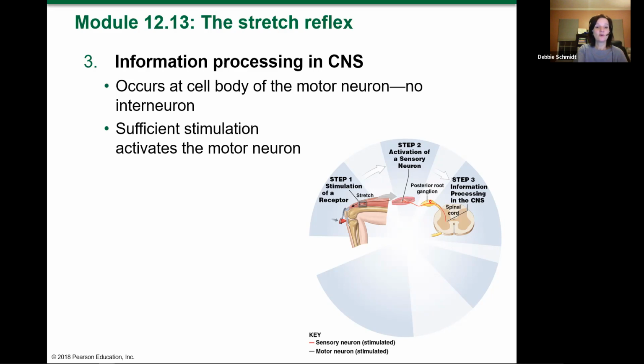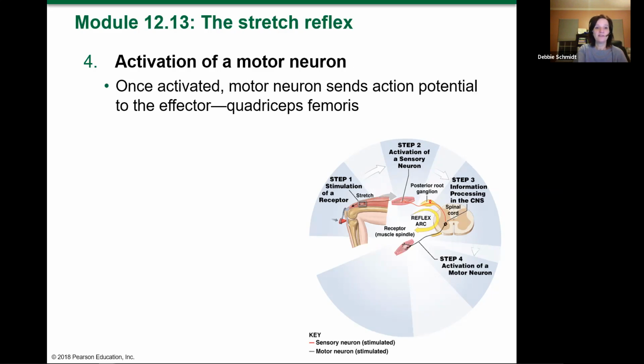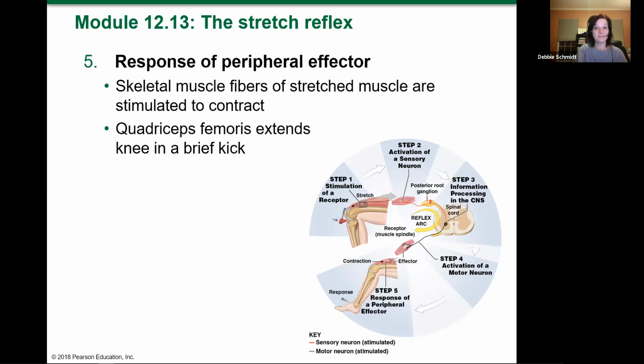And so now the motor neuron is going to be activated, and the motor neuron sends the action potential to the effector, which is also the quadriceps femoris, the same muscle, so stimulus and effector were the same muscle, okay? Now we're going to have the contraction of the quadriceps femoris, and that's going to kick your knee out a little bit.